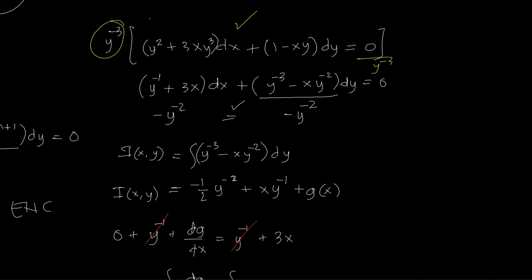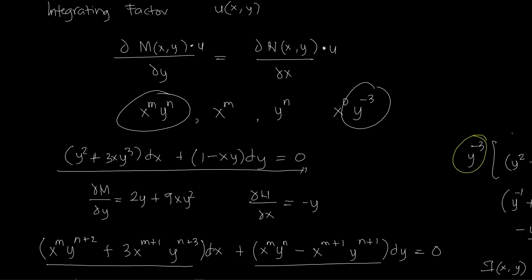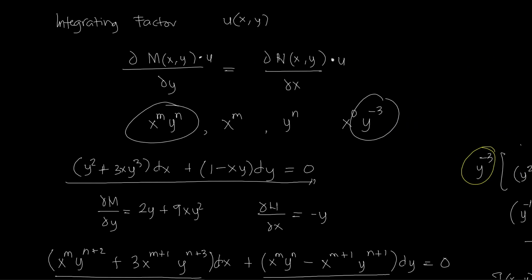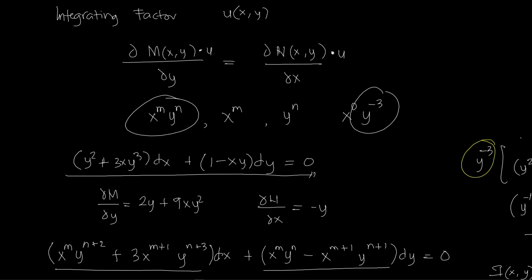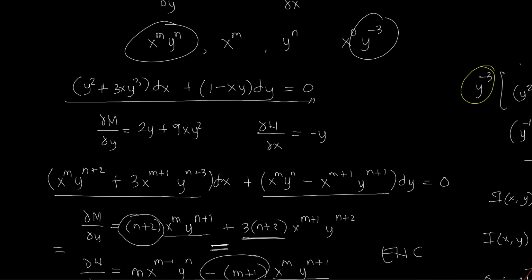Excuse me, sir. Yes. It is x raised to m, y multiplied by y raised to n, sir, right? That is the basis, sir, to come up with n plus 1 and m plus 1, sir. What is that?